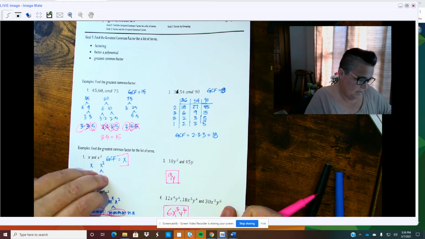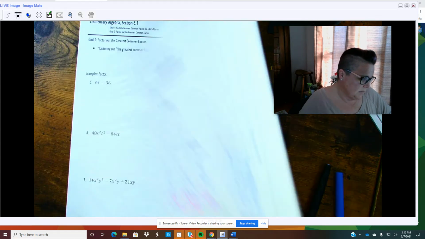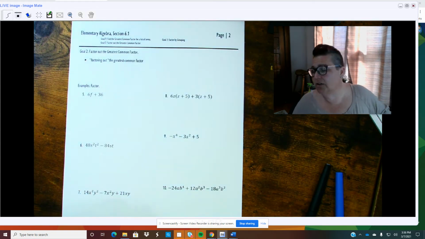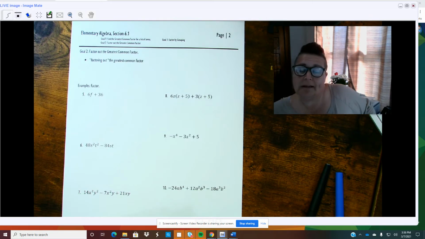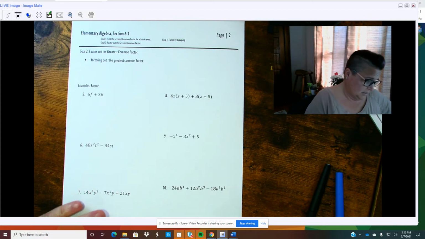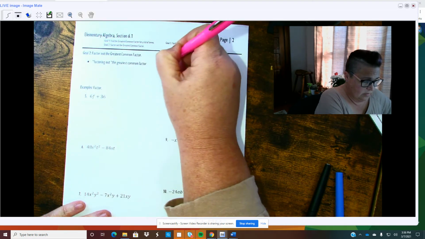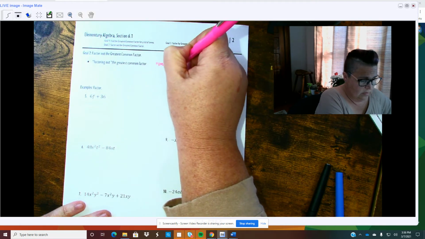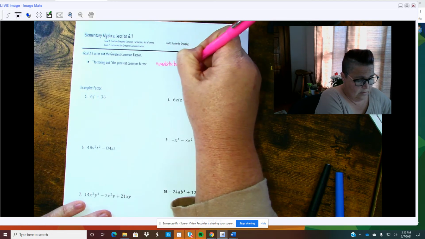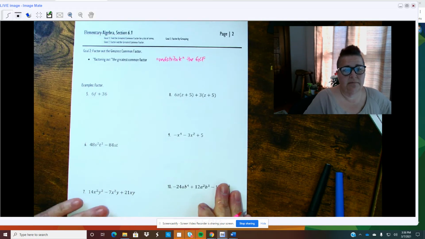Okay. How do we use this greatest common factor? Well, essentially we use this greatest common factor to undistribute. There are fancier ways of saying it, but what we're going to do essentially here is undistribute the greatest common factor.